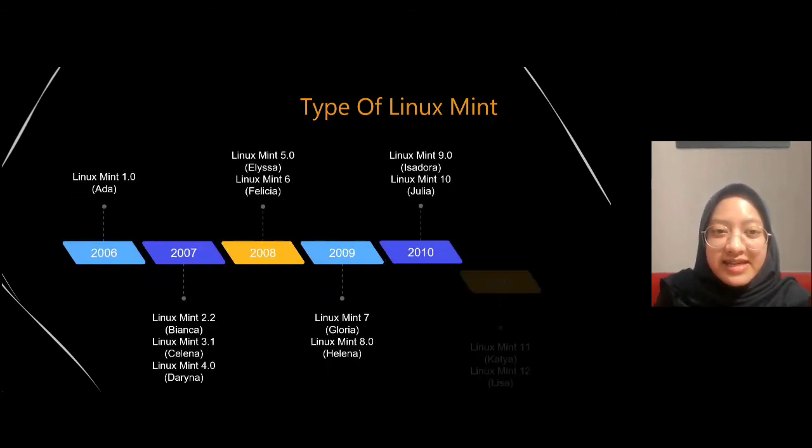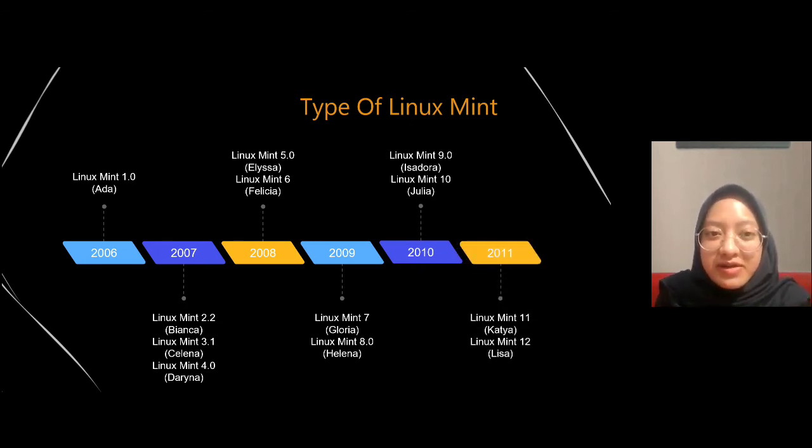First, in 2006, Linux Mint 1, Ada. In 2007, Linux Mint 2, Bianca, Linux Mint 3, Cassandra, and Linux Mint 4, Daryna. In 2008, Linux Mint 5, Elyssa, and Linux Mint 6, Felicia. In 2009, Linux Mint 7, Gloria, and Linux Mint 8, Helena. And in 2010, Linux Mint 9, Isadora, and Linux Mint 10, Julia.